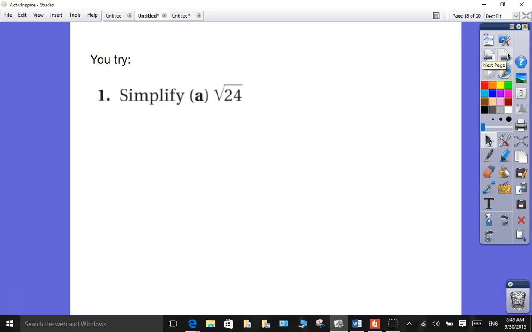What was the factor of 24 that's a perfect square? 4 times 12 times 2. Is 12 a perfect square? Is 2 a perfect square? Got to think of a factor that is a perfect square. 4 times 6, right? 4 is a perfect square. So we would split it up like this: 4 times 6. And then simplify what you can. The square root of 4 is 2. So 2 root 6.